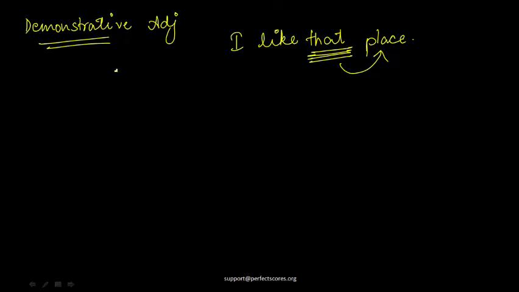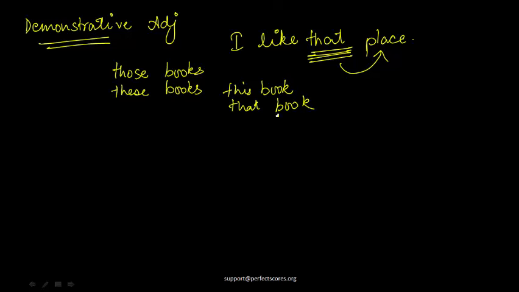I'll give you a few more examples. Those books. Or these books. Or this book. Or that book. So these are demonstrative adjectives. Or even whose book would be a demonstrative adjective.